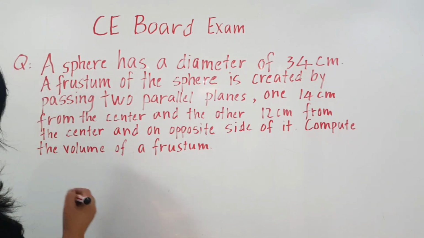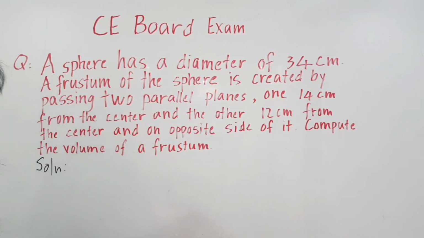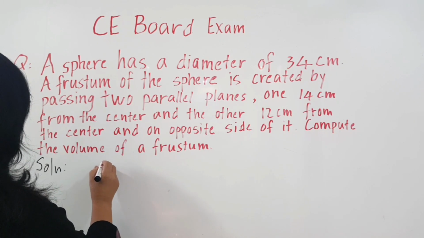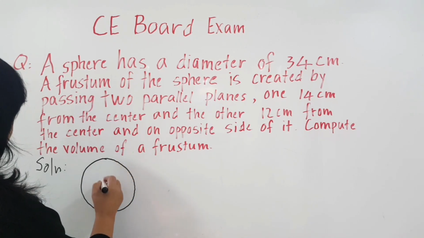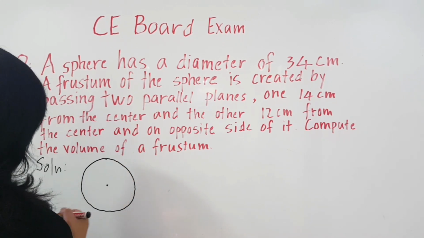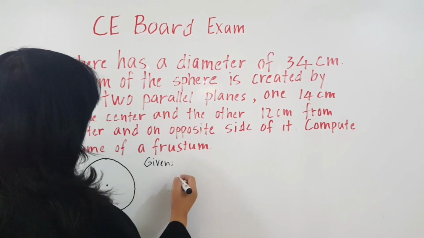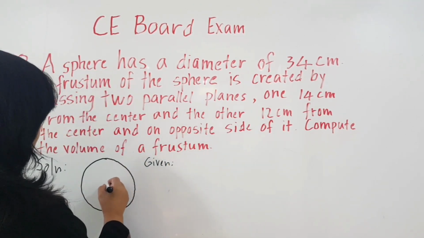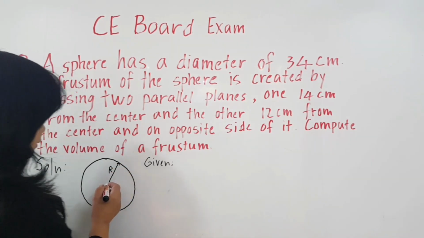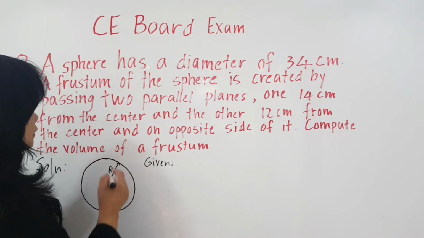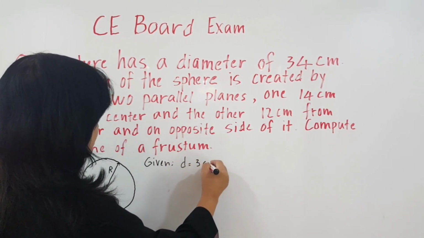So now, to solve this one, of course, we need to draw the rough sketch of a sphere. Imagining that this is a sphere, a three-dimensional shape, and we have the center. And what is given here? The diameter of the sphere, which is this one. So if this is the radius, what is given here? The diameter D, which is equal to 34 cm.